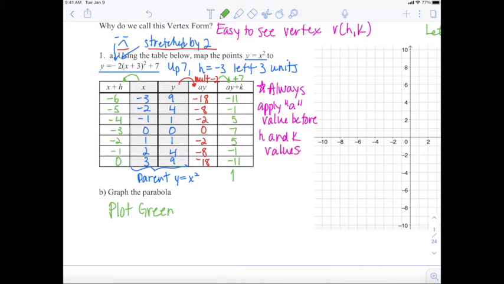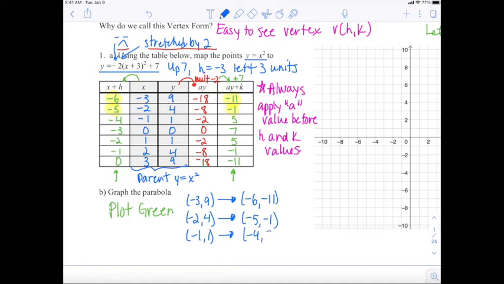So I plot the things that are on the outside. So what I've done here effectively is I've taken the point on my parent function 3, 9, and I have mapped it to -6, -11. I've taken my point -2, 4, and I have mapped it to -5, -1. So I'm looking on the outside of my chart to get these values. I've taken -1, 1 and mapped it to -4, 5.